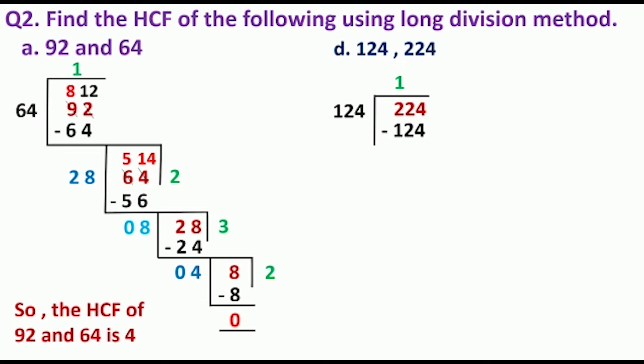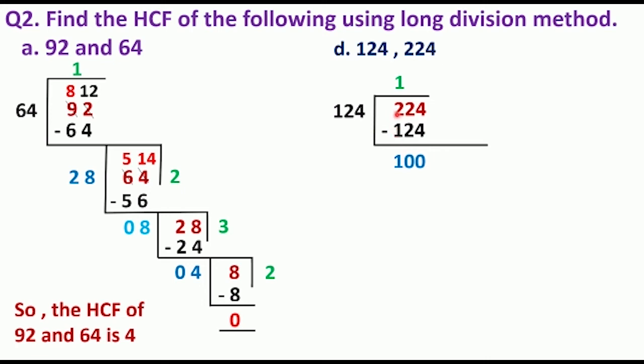224 into 1 will be 124. So here I will do 124 into 1 equals 124. I will write here. Now subtract this 124 from 224. What will you get, children? 100. When you subtract this, you will get 100. 4 minus 4 will be 0, 2 minus 2 will be 0, and 2 minus 1 you will get 1.